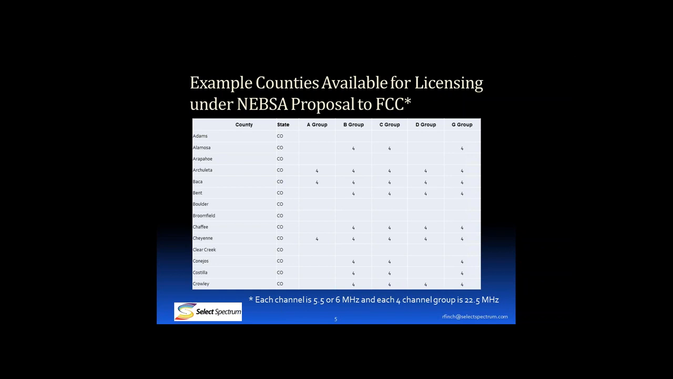The proposal has been that this would be essentially first come, first served, but limited to educational entities that meet the requirements to hold an EBS license, which is typically an educational nonprofit or an accredited academic institution such as a school district, college, university.